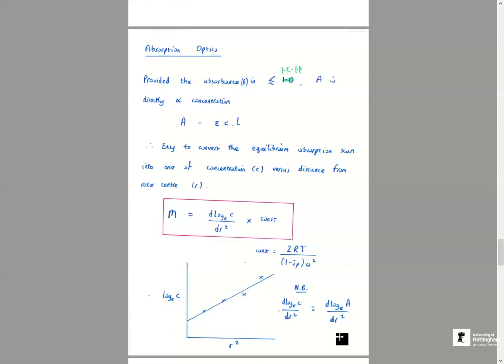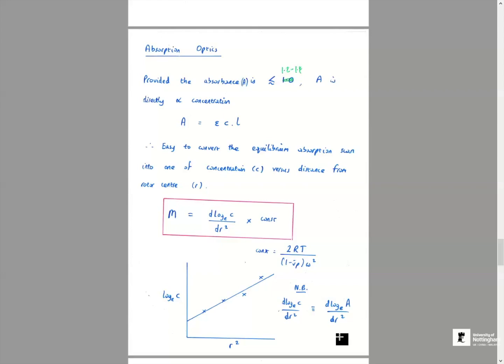We have a correction here. dC over dr. You sure the r should be there? Yeah, because r dr equals d(r squared). That's right, and 1 over 2 here. Yeah, that's correct.